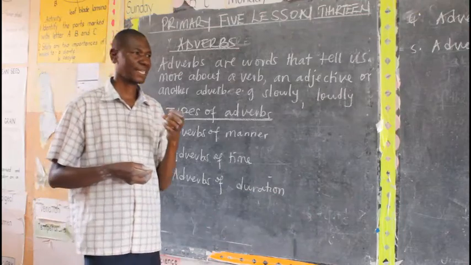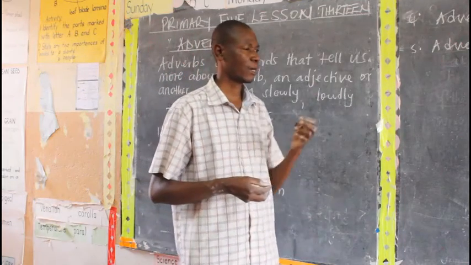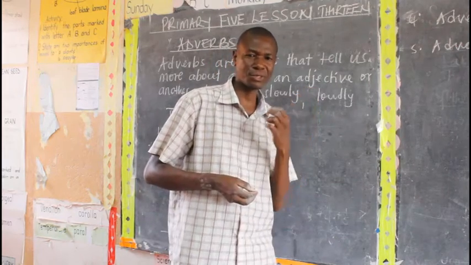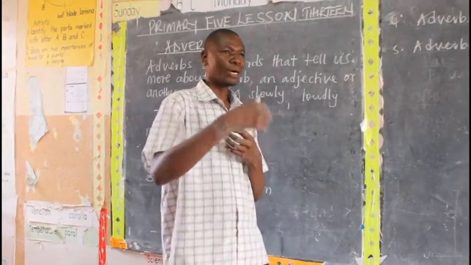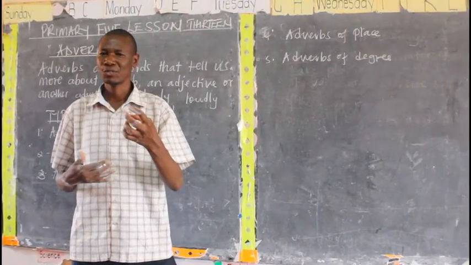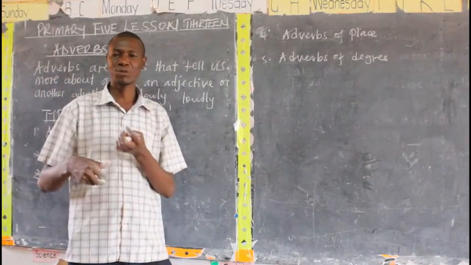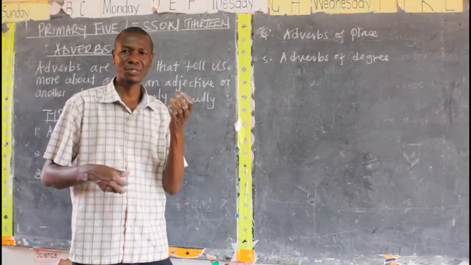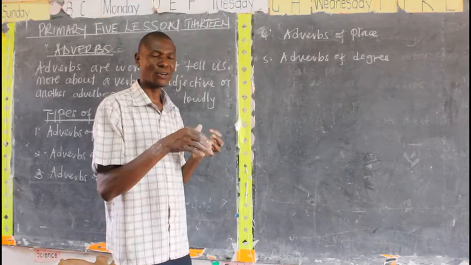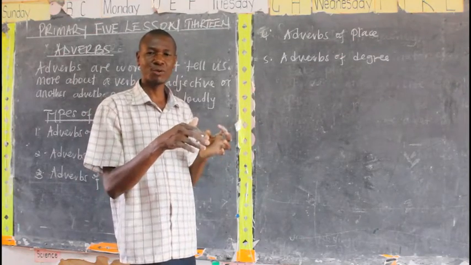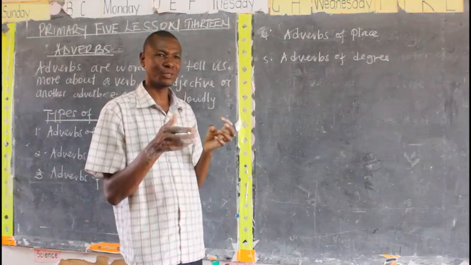I can say, the thief entered our house. Now, someone is going to ask me, how did the thief enter your house? I have to give that explanation and say, the thief entered our house stealthily, quietly, hurriedly. So all those words I'm using, how did the thief enter the house?